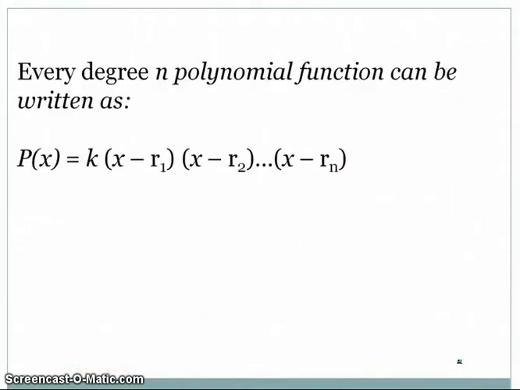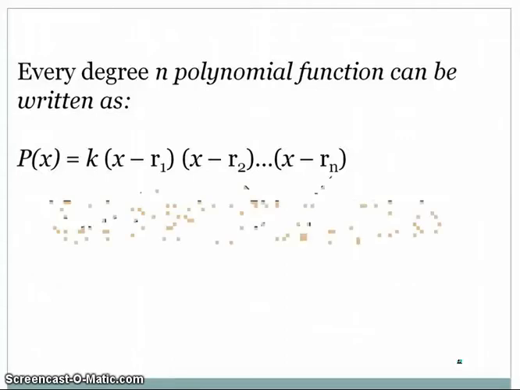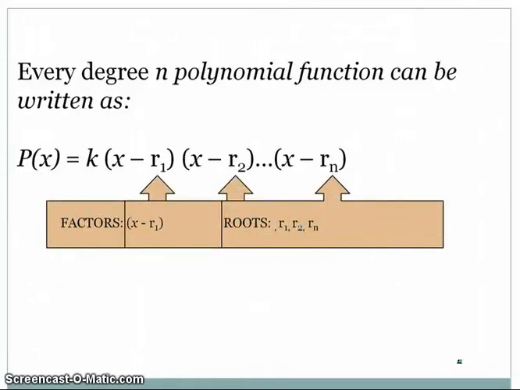So then we have this other idea that all of our polynomial functions can be rewritten as a product of factors. And those factors are the variable x minus the roots. So how many factors I have depends on how many roots I have. So my factors in this case would be x minus the root, and in this case, my roots are r's. So this is kind of what it looks like generally.